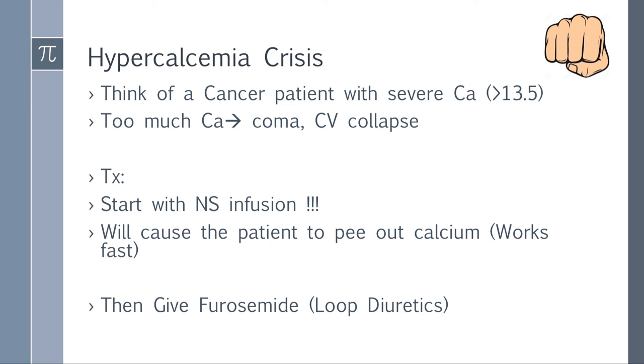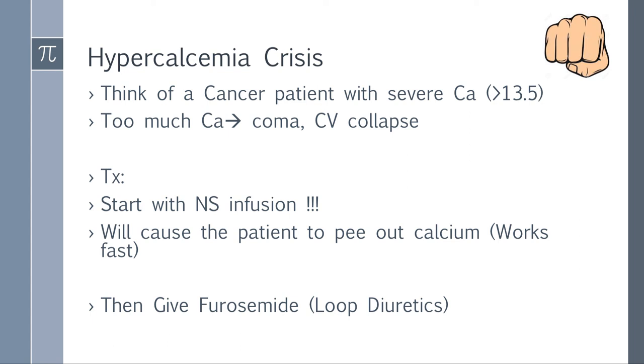A common question that you get asked, no matter what shelf you're taking, essentially in step 2, is hypercalcemic crisis. Think of a patient who has a severely elevated calcium level, so more than 13.5. So what do we talk about? If too much calcium, it's blocking your sodium from entering. So in your brain, you're thinking, oh, well, your brain's not going to be active at all. So what is that called? Coma. Same thing in your cardiovascular system. You can get cardiovascular collapse. So you want to treat this really, really fast.